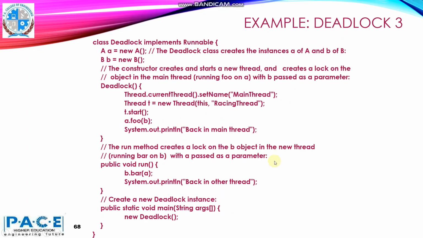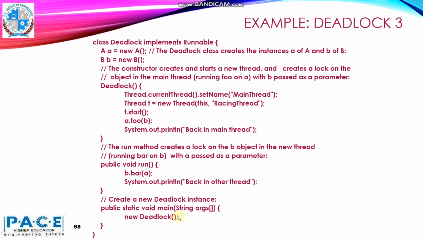Now we come to the main class. We name it Deadlock. It implements Runnable, so it is a thread class. In this Deadlock class, we create an instance of class A and class B. So a is an instance of class A, and b is an instance of class B. Both objects are created there. Now there is a constructor of this class. In the main method of the Deadlock class, we create the instance of this Deadlock class.